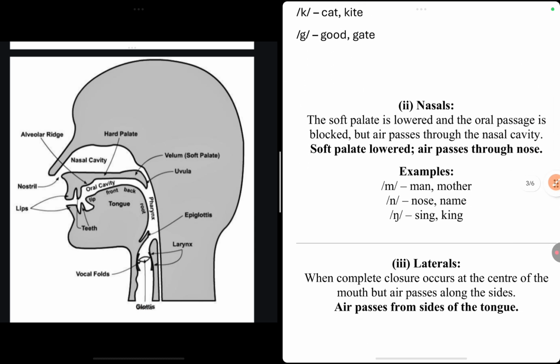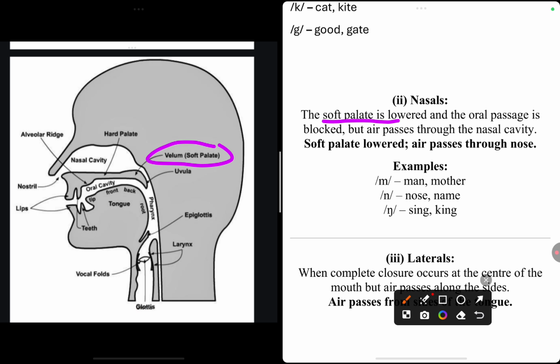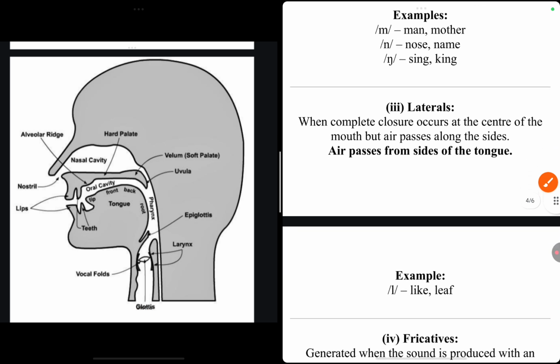Now the nasal sounds. I have already told you how nasal sounds are produced. When the soft palate is lowered, the air comes through the nasal cavity and the oral passage is blocked, but the air passes through the nose. The examples are men, mother. You can pronounce these phonemes: nose, name, sing, king. This ing sound.